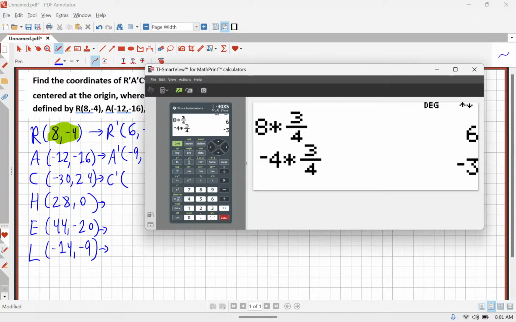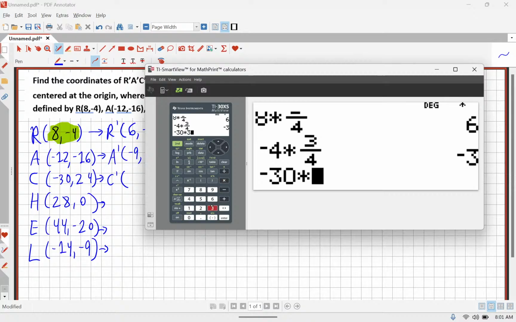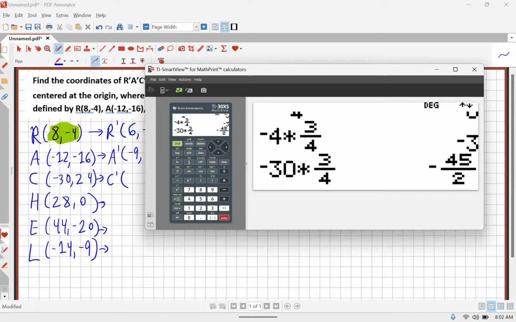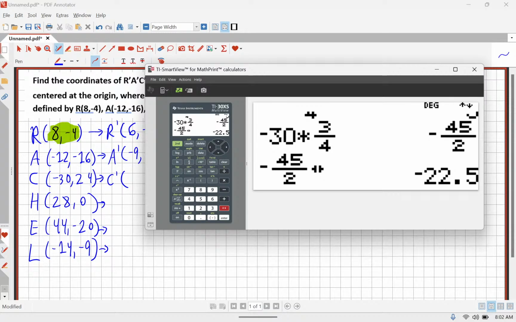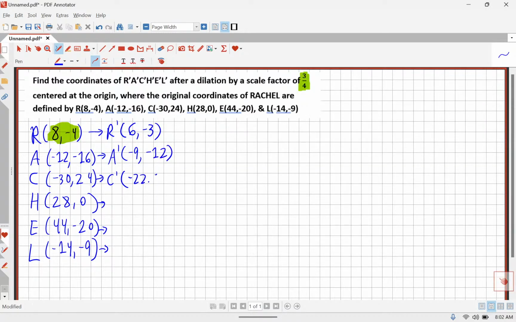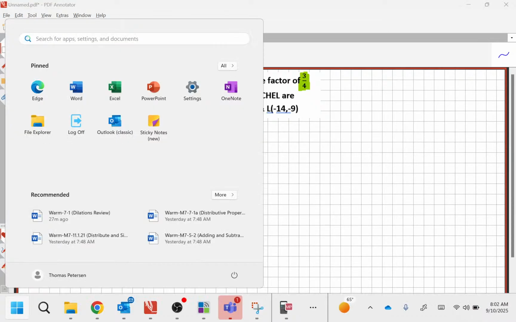Hey, guys, I can't hear Jackson. Yeah. You just multiply by the scale factor, whatever it is. And I get that. And that's -22.5. Yeah, it's a decimal, but that's okay. That's a place on the coordinate plane. It's not very nice, but, I mean, it is what it is.